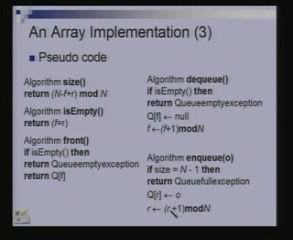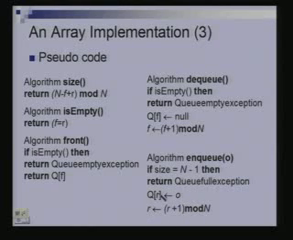And why is this mod required? Because we need to do the wraparound. It's circular. So the indices go from 0 through n minus 1 only. When I increment R, if R is already n minus 1 and I increment R at this point, I don't want it to become n, I want it to become 0. So n mod n is 0 and I'll have it set to 0.